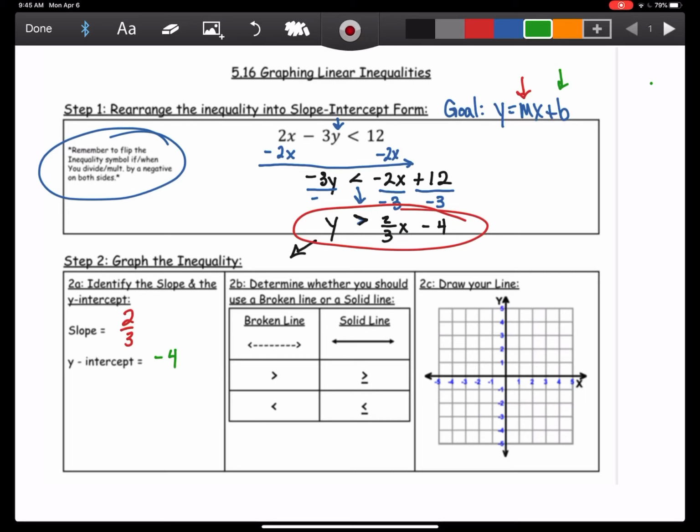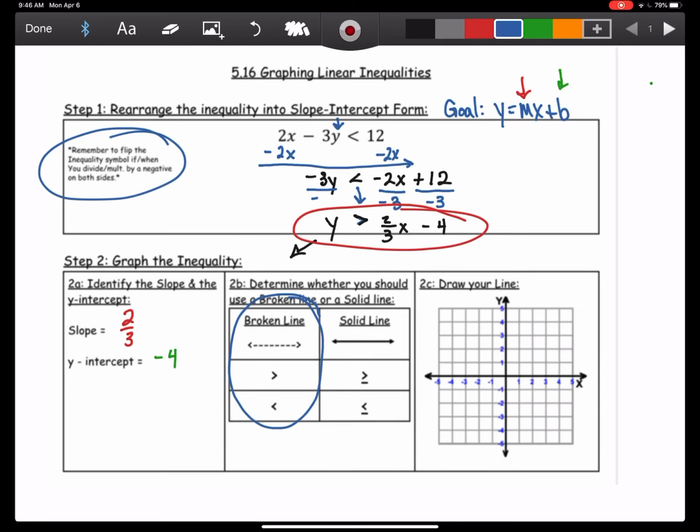So we take that information and 2b says determine whether you should use a broken line or a solid line. So we decide this based on the symbol in the inequality. If a broken line is to be used, that means it's because we have either a greater than symbol or a less than symbol in the original inequality. If we were to use a solid line, that would be because we have a greater than or equal to symbol or a less than or equal to symbol in our original inequality. And we don't have that, so we won't be using a solid line when we graph it. So for this one, we're going to be using the broken line.